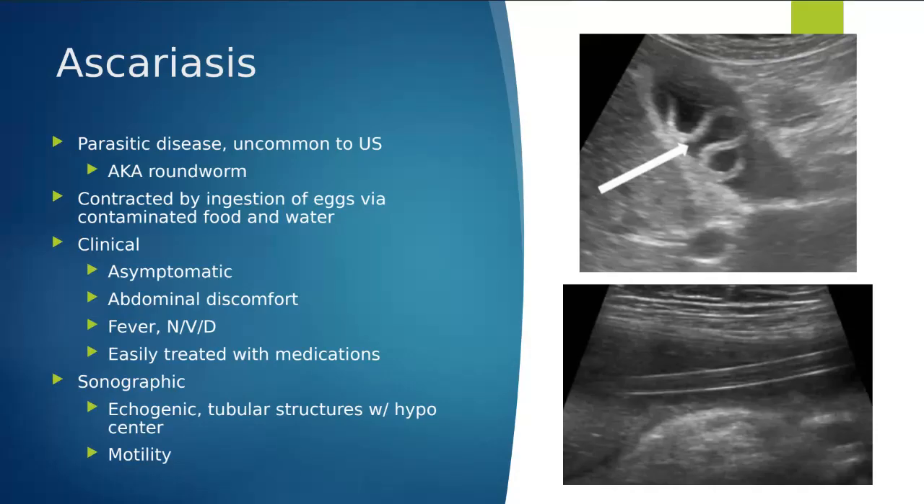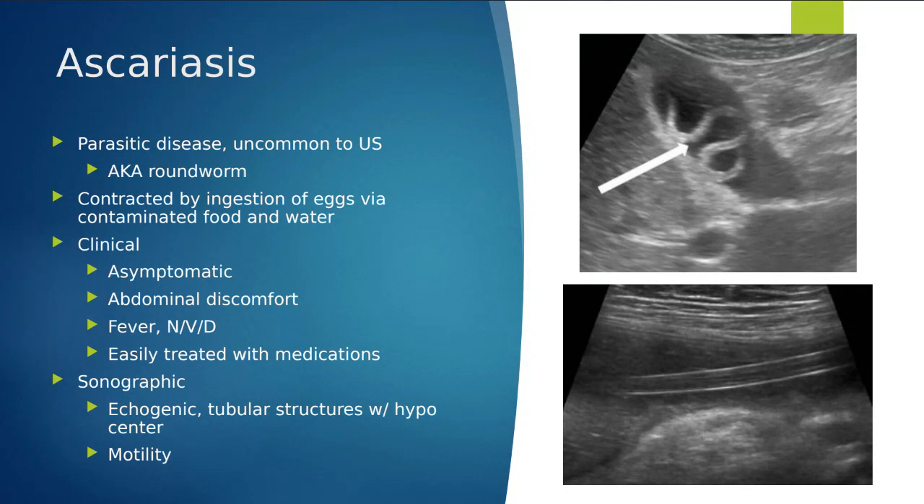Next, we have ascariasis. It's absolutely disgusting. This is a parasitic disease. It's really uncommon in the US, thankfully, also known as a roundworm. We can get this parasite by ingesting eggs in contaminated food and water. These worm eggs just hang out in food and water sources. So we're very grateful to have healthy, safe drinking water.